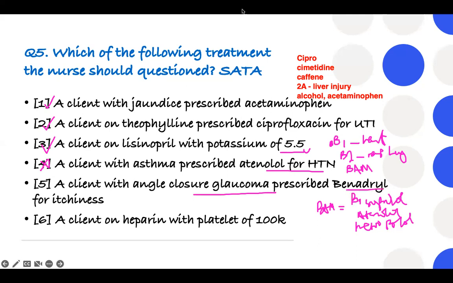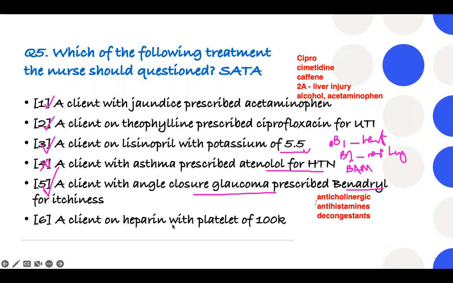A client with angle-closure glaucoma prescribed Benadryl. This is very interesting. For glaucoma, you should avoid anticholinergics, antihistamines, and decongestants. These medications all cause dilation of the pupil and worsen glaucoma. Benadryl is an antihistamine, and therefore this is negative. So we have to intervene here.